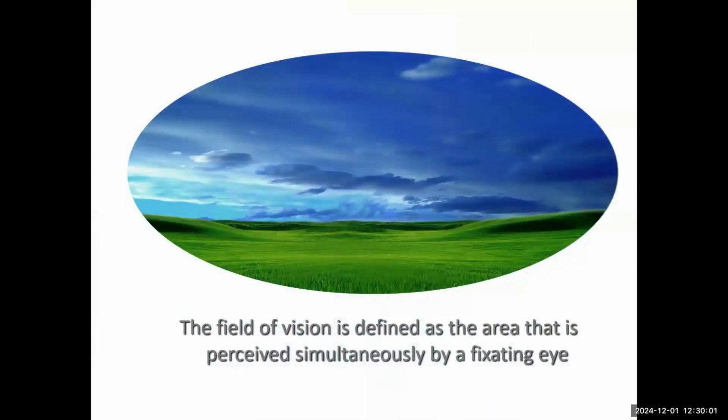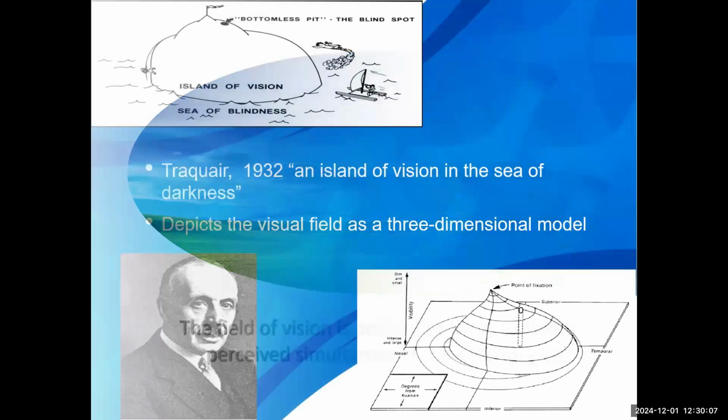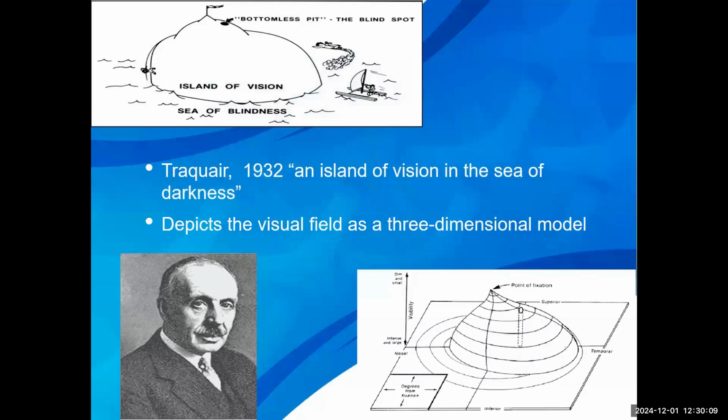So what is this? What is visual field? It's defined as the area that is perceived simultaneously by a fixating eye. Traquair was the first one who defined this as an island of vision in the sea of darkness. So it depicts that the visual field is a three-dimensional model. When we're looking straight, it's not only left and right, up and down, but also forward and backward, or the depth perception. All these things together constitute a visual field of a patient.